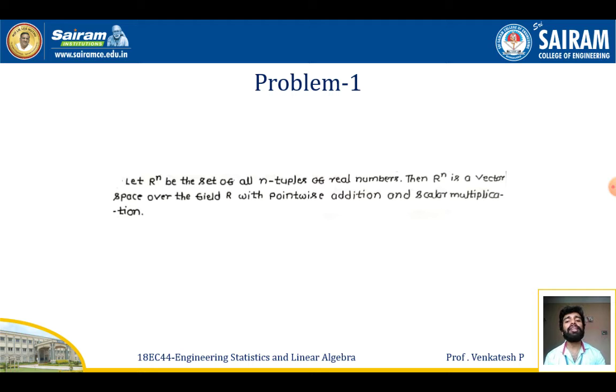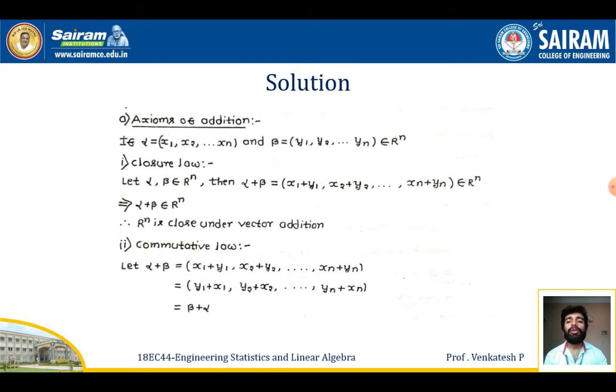Now the first thing is I should consider a few n-tuples, and they must satisfy all the axioms of the vector space. Then only we can say the set R^n is a vector space over the field of real numbers. To prove this, I am considering two vectors first. Let α = (x1, x2, ..., xn) be an n-tuple, and similarly β = (y1, y2, ..., yn) also be an n-tuple, and both these vectors belong to the set R^n.